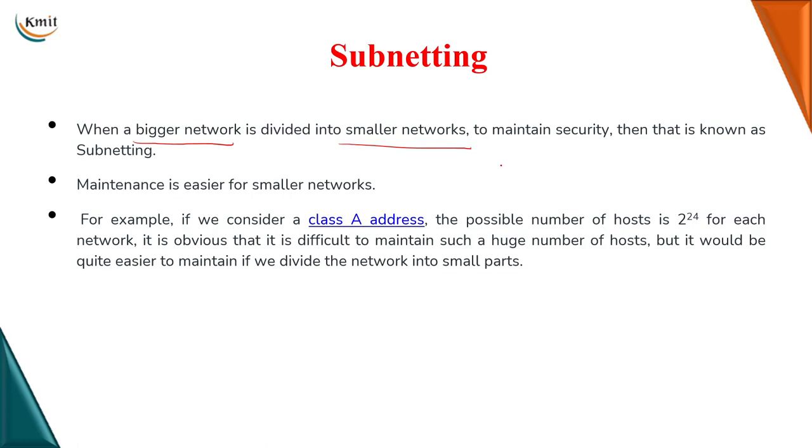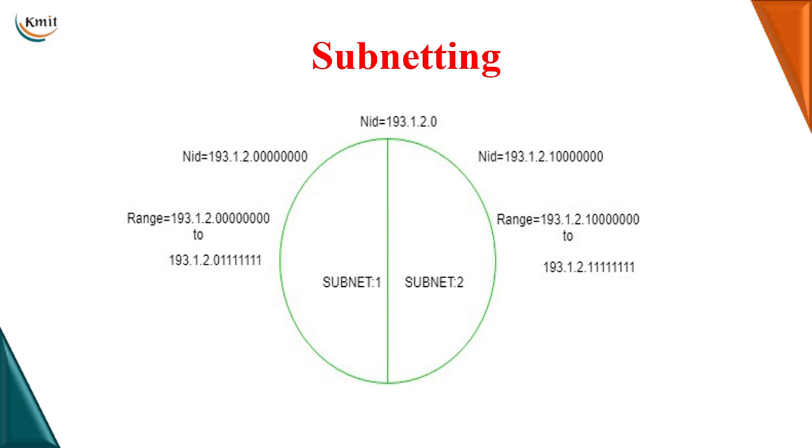The two main reasons for subnetting are to maintain security and ease of maintenance. For example, if you consider a class A address, the number of hosts or devices in a class A address are 2 power 24, which is a very huge number. If a network administrator had to manage these many devices in a single network, it would be difficult. But if the network is divided into sub-networks or subnets, it's easy for the network admin to maintain and ensure the security. Let us take up an example for subnetting.